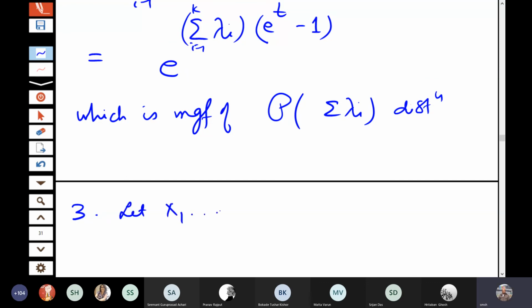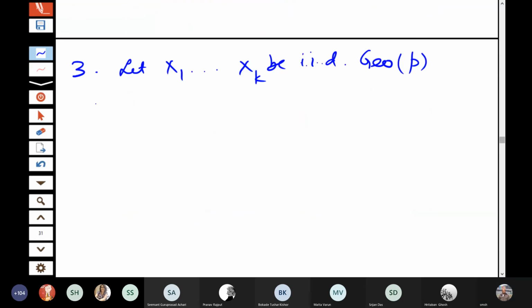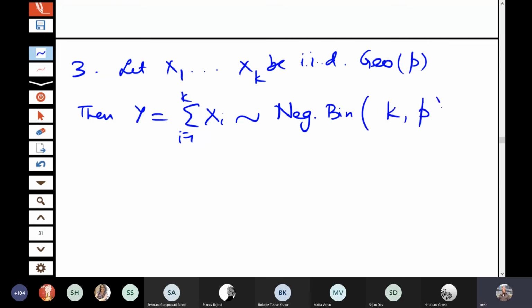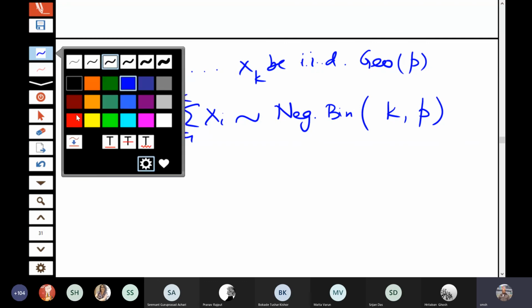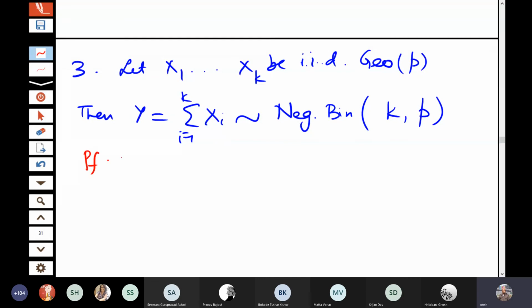Let X1, X2, ..., Xk be IID geometric(p). Then what is the distribution of the sum of the Xi? That will be negative binomial with parameters k and p. Anyway, I am not writing down the proof of these. You can write it yourself.